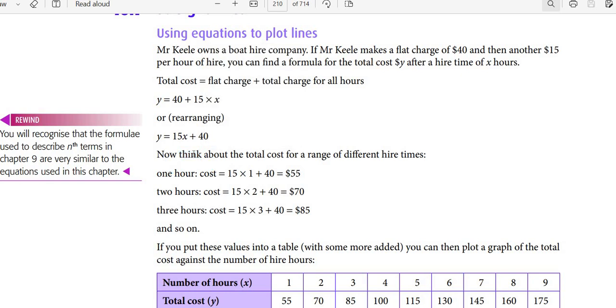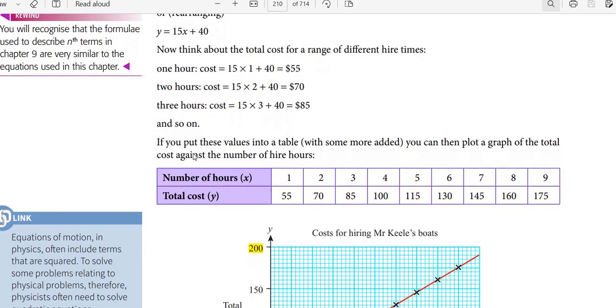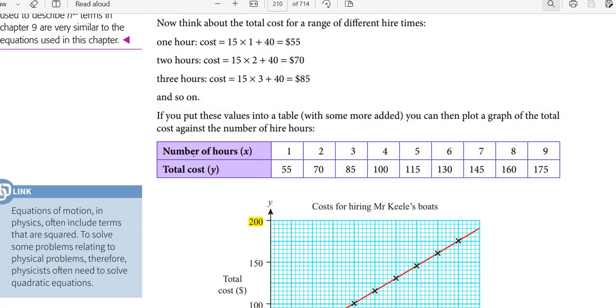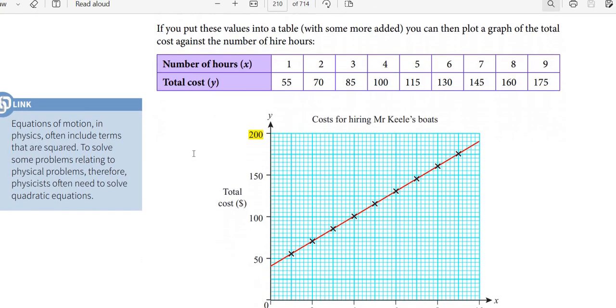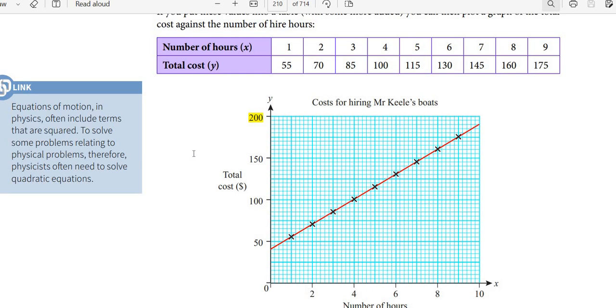Now think about the total cost for a range of different hire times. 1 hour cost is 15 multiplied by 1 hour plus 40. 2 hours cost is 15 multiplied by 2 hours plus 40. 3 hours cost is 15 multiplied by 3 hours plus 40 equals 85. Okay, and so on. If you put these values in a table with some more data, you can then plot a graph of the total cost against the number of hire hours. And here's the graph.